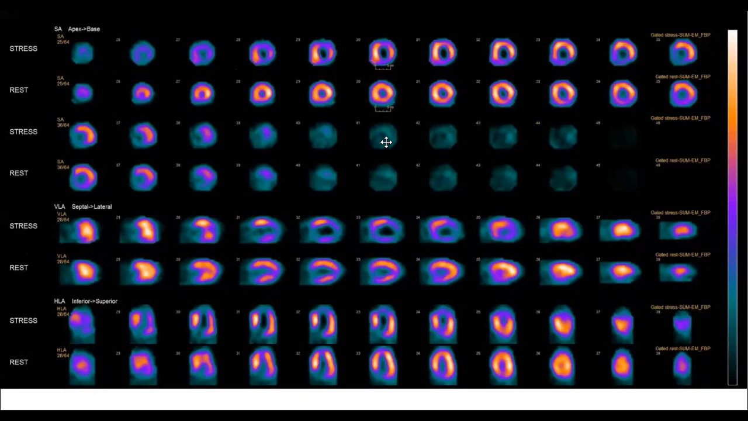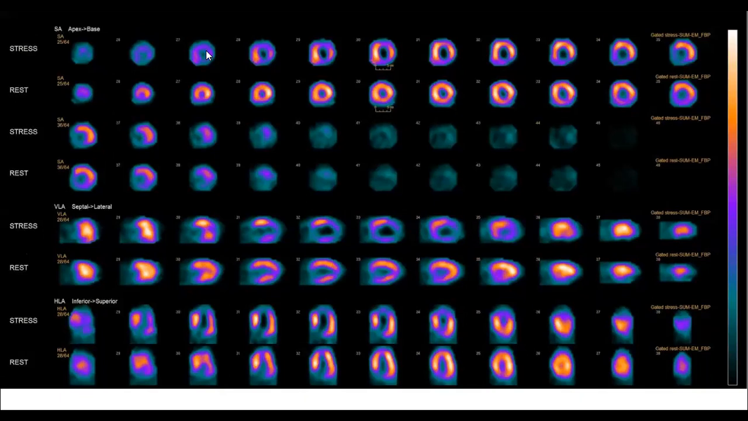As the defect lies in two different territories, how will we describe it? We will describe it in two steps. First we will describe the defect of the LAD territory, and then we will describe the defect of the RCA territory.